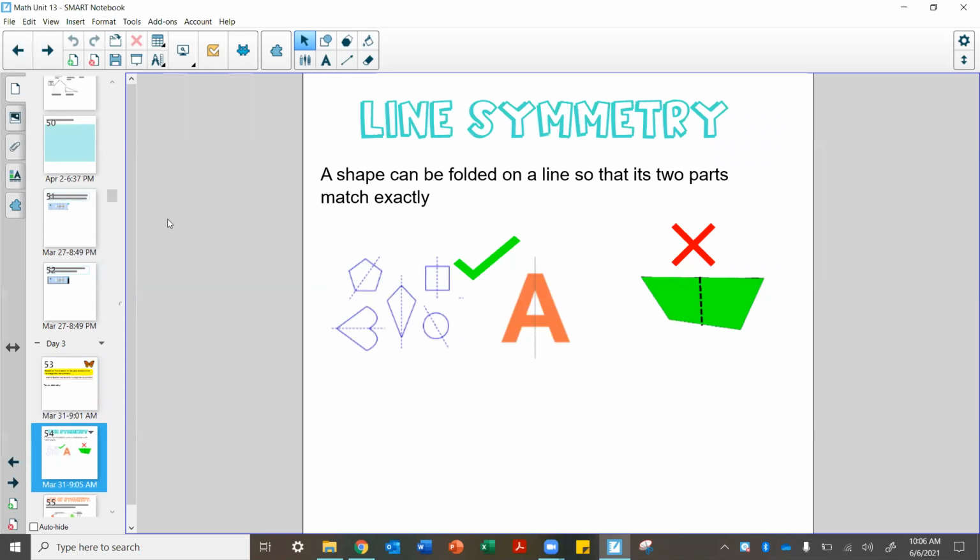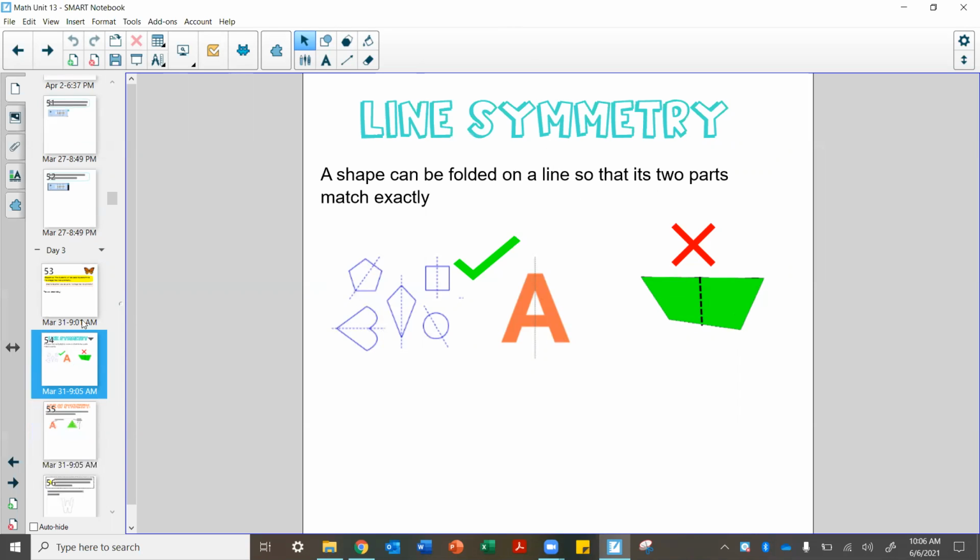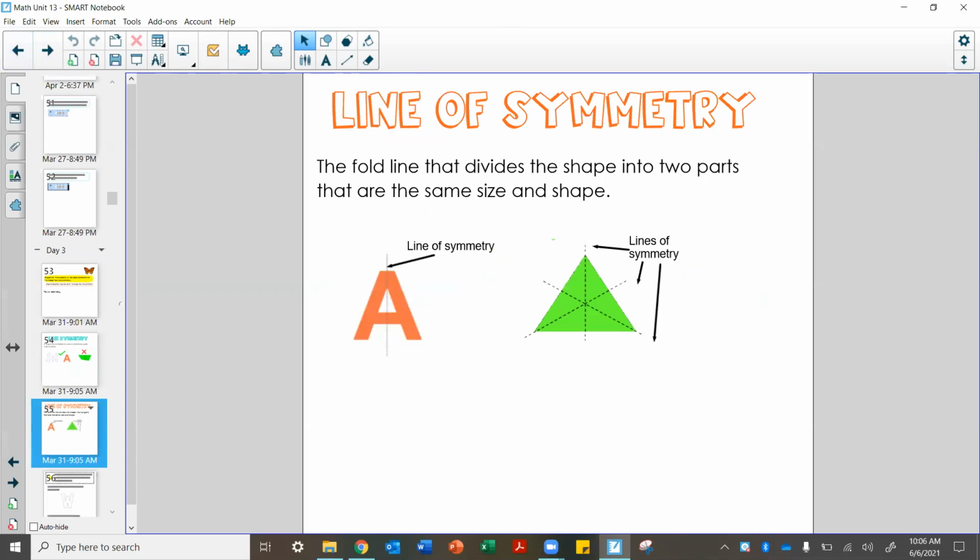So a line of symmetry is when a shape can be folded on a line so that it has two parts that match exactly. So here are some examples over here of lines of symmetry. The letter A has a line of symmetry. This shape right here in green does not have a line of symmetry because the two pieces are not equal in size. They don't match exactly. All right, the letter A again has a line of symmetry, and the triangle has 1, 2, 3 lines of symmetry.